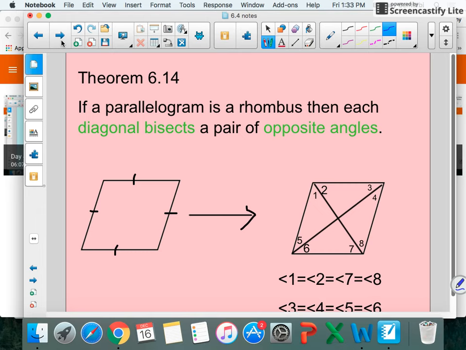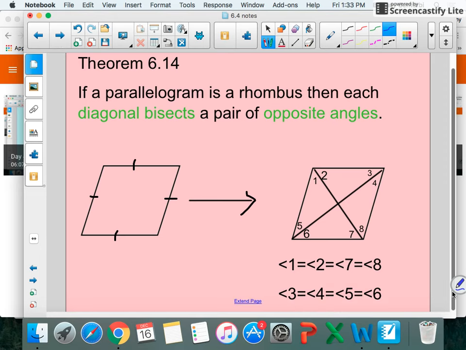Also, if a parallelogram is a rhombus, then the diagonals bisect a pair of opposite angles. So we have the diagonals, and what they do is they cut these angles in half. So 1 is congruent to 2, and it's also congruent to 7 and 8. And then 5 and 6 are congruent to 3 and 4, as well as congruent to themselves.